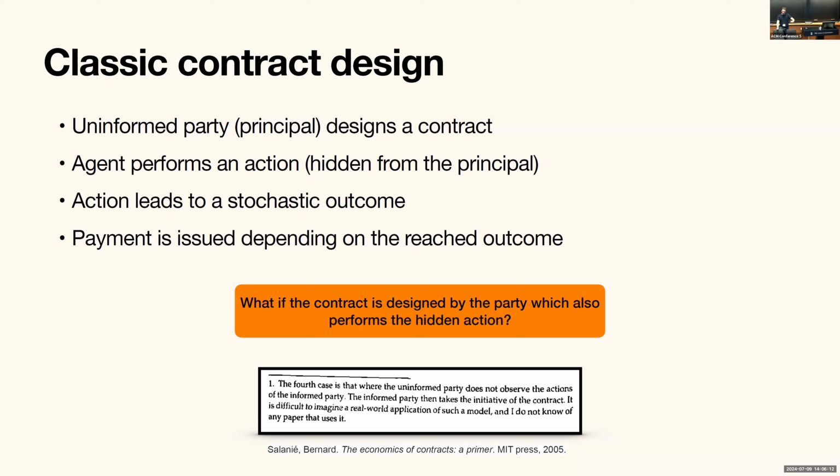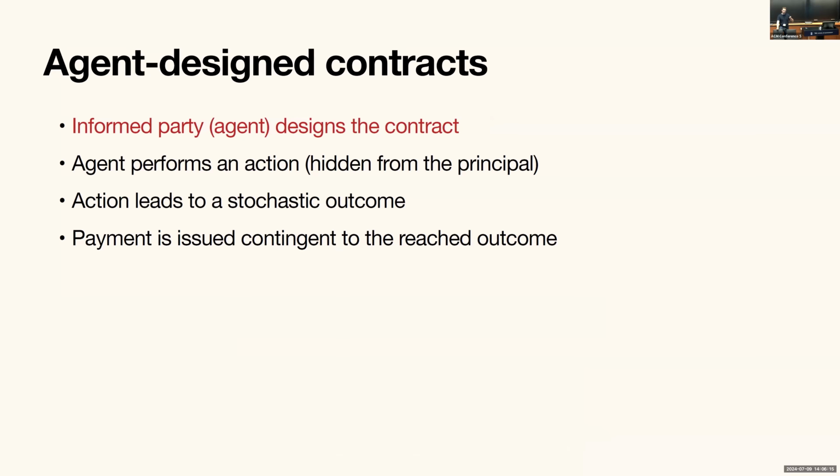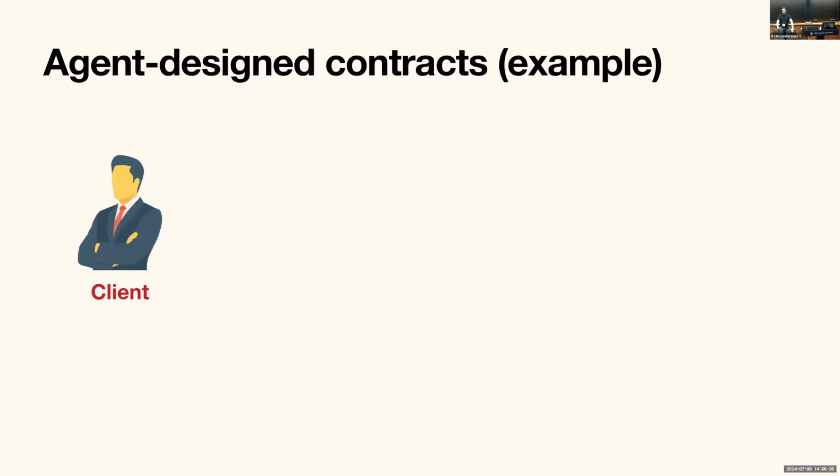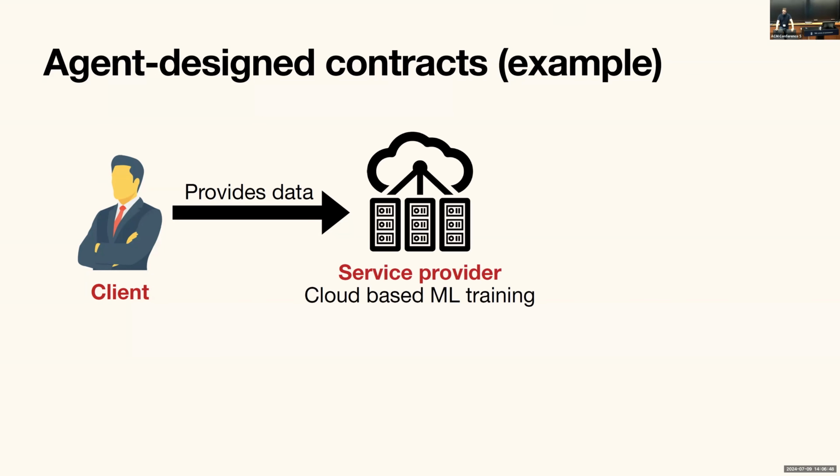So we do a little trick to this interaction, and we have that the informed party also designs the contracts. The same party that designs the contracts also performs the hidden actions, which still leads to a stochastic outcome, which is then mapped to a payment contingent on the outcome reached. A small example: let's say that we are a client and we want to train a machine learning model. But we don't know how to do it, so we just provide the data to a cloud-based service provider, which takes care of the training process. But actually, this training process is hidden from us.